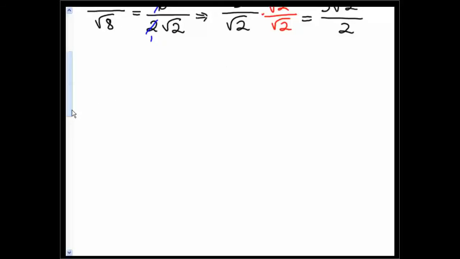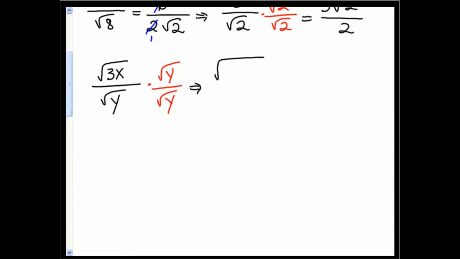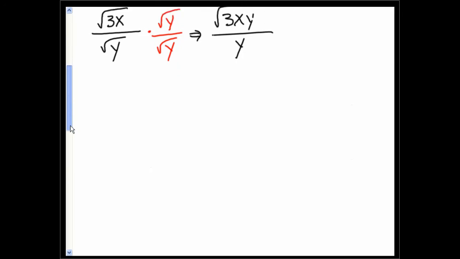Next example, well, let's involve some variables. So we'll have the square root of 3x over the square root of y. To rationalize that denominator, we need to multiply that by the square root of y over the square root of y. So we end up with radical 3xy over y. And that's as simple as we can get. You cannot divide the y's because one is under a radical and one is not.